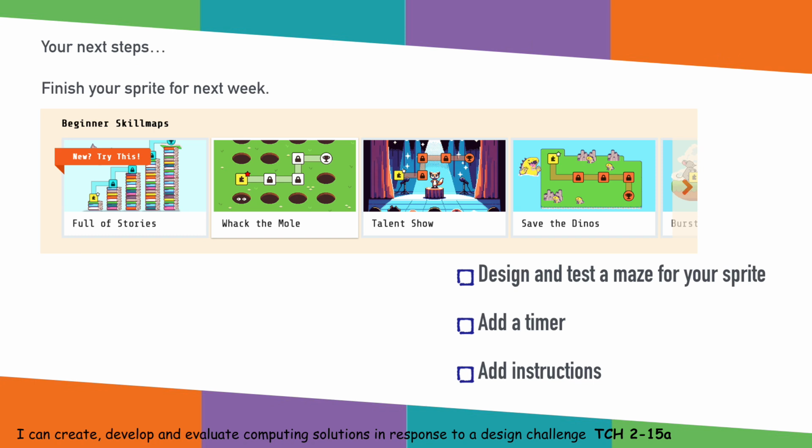Once you have completed that task, you've got a sprite moving around your screen. Next time, we're going to be designing a maze for the sprite to be moving in. We're going to add a timer so that your players need to move around the maze within a certain time, and we'll add instructions as well. Within Microsoft MakeCode, there are also some beginner skill maps that you might like to have a go at, and it will take you through each step that you need to create lots of different types of games. These are great for independent work, or you could work in a pair.